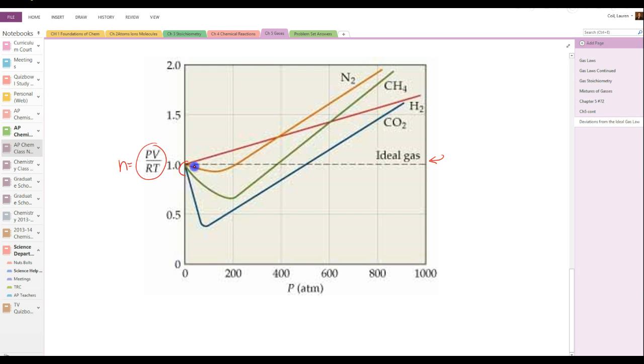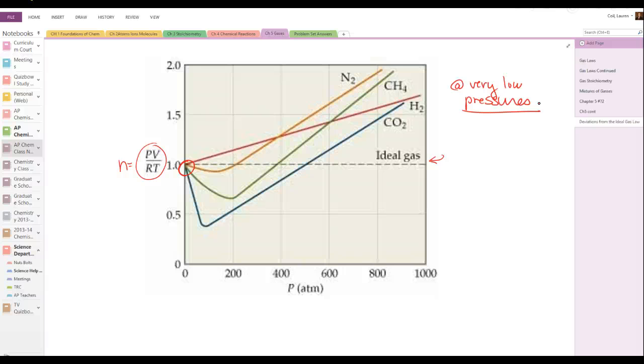Look that they all converge on 1 over here, but you can see, for example, for nitrogen, that that number drops below 1 and scoops back up to 1, okay? So for real gases, PV over RT equaling that constant is only true at very low pressures. Now, you should be able to sort of reason through why that is. Remember that when we talked about kinetic molecular theory, one of the assumptions we made is that gases are very spread apart, okay? And the attractive forces between them are very low.